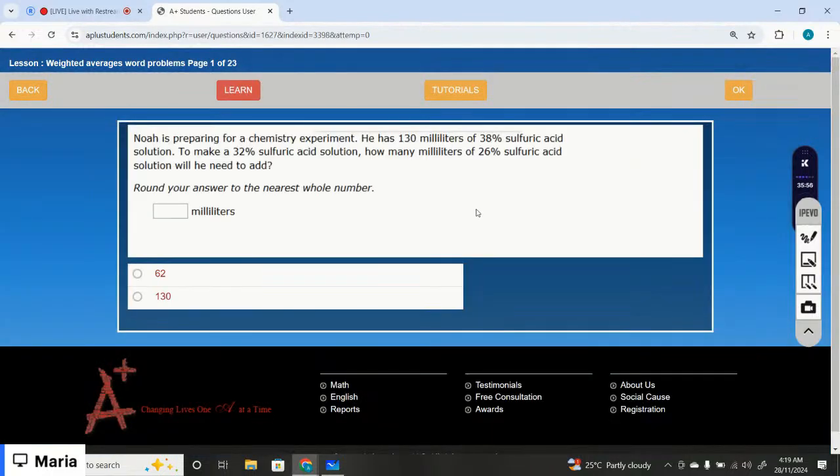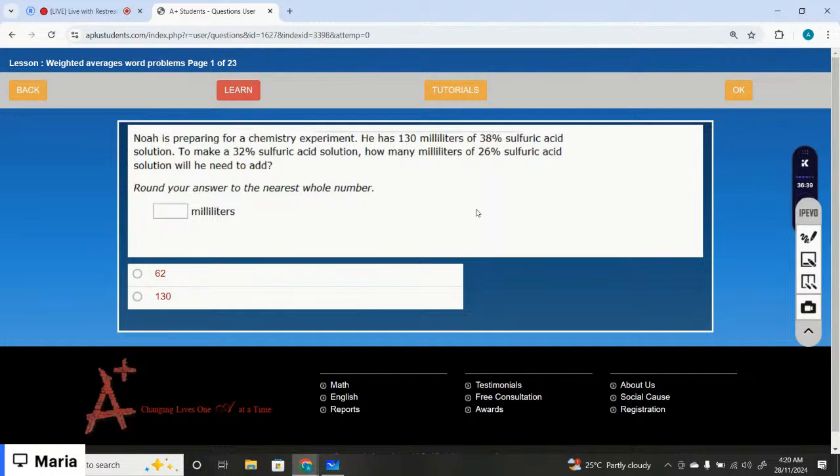Noah is preparing for a chemistry experiment. He has 130 milliliters of a 38% sulfuric acid solution. To make a 32% sulfuric acid solution, how many milliliters of 26% sulfuric acid solution will he need to add?